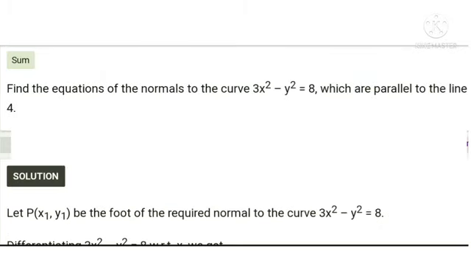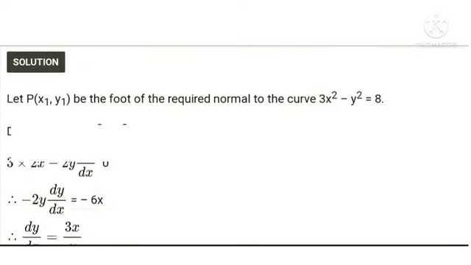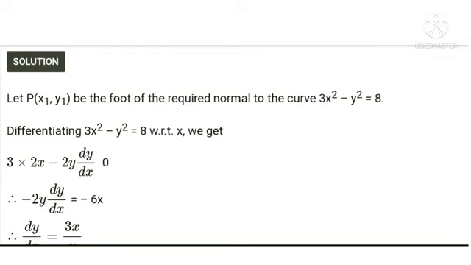See question number 5. Find the equation of normal to the curve 3x square minus y square is equal to 8 which are parallel to the line x plus 3y is equal to 4. Here we have been given the equation of a line, and we have to find the equation of normal.